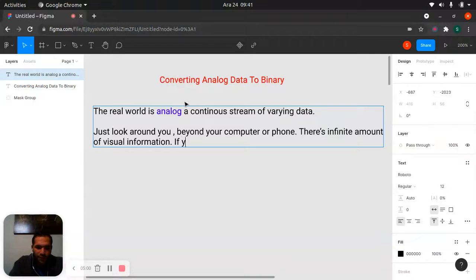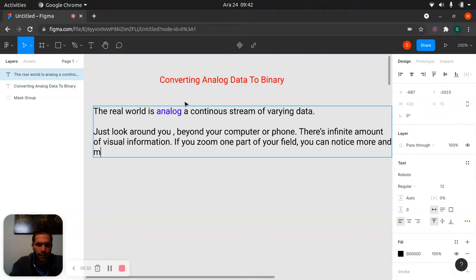Let's say if you zoom into one part of your field of view, you can notice more and more details, more and more details. This is good.